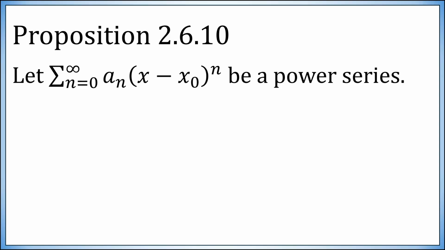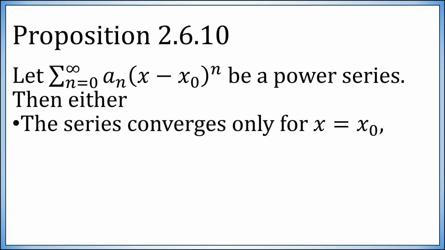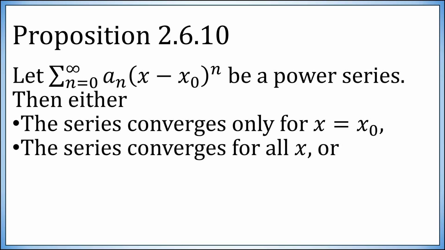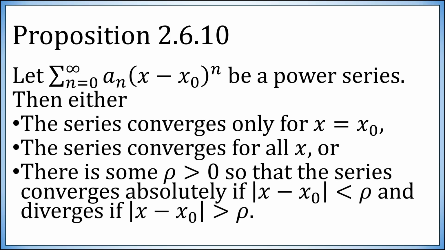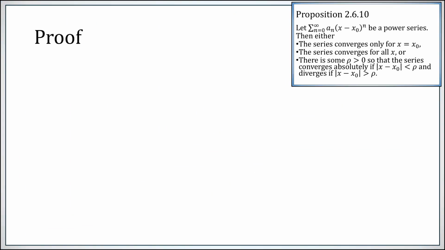Proposition 2.6.10: suppose you have a power series. Either the series converges only for x equals x0, or it converges everywhere, or there is some positive number rho so that the series converges absolutely when the absolute value of x minus x0 is less than rho, diverges when it's bigger than rho, with no concrete claim made when you get exactly equal to rho. Let's prove it.